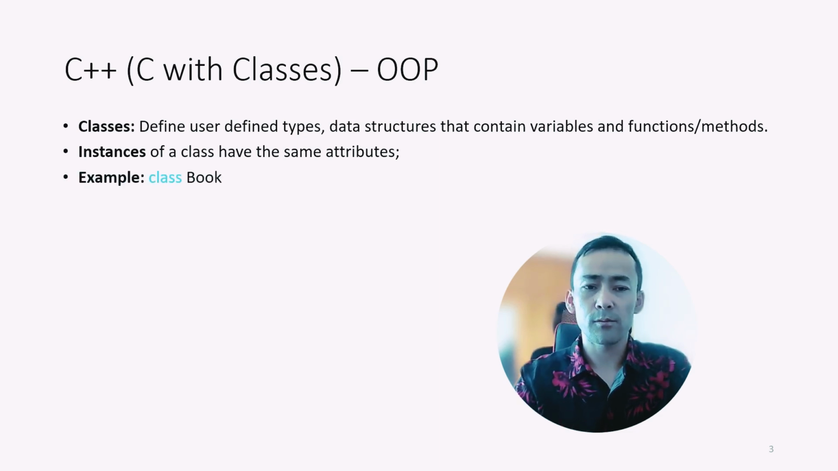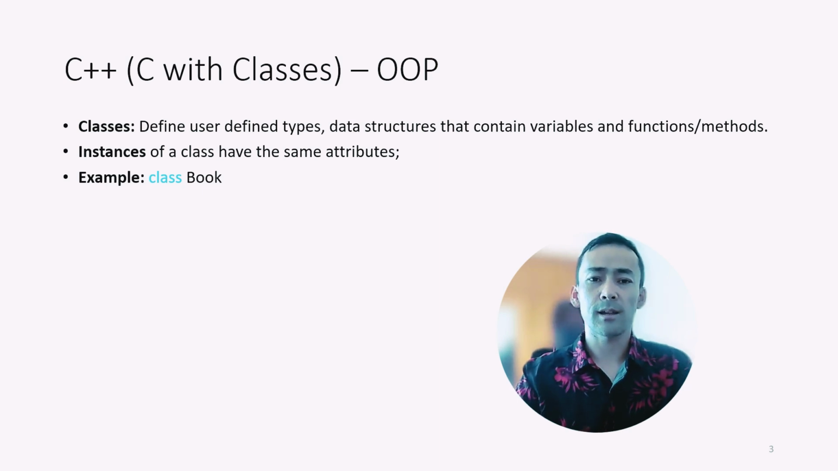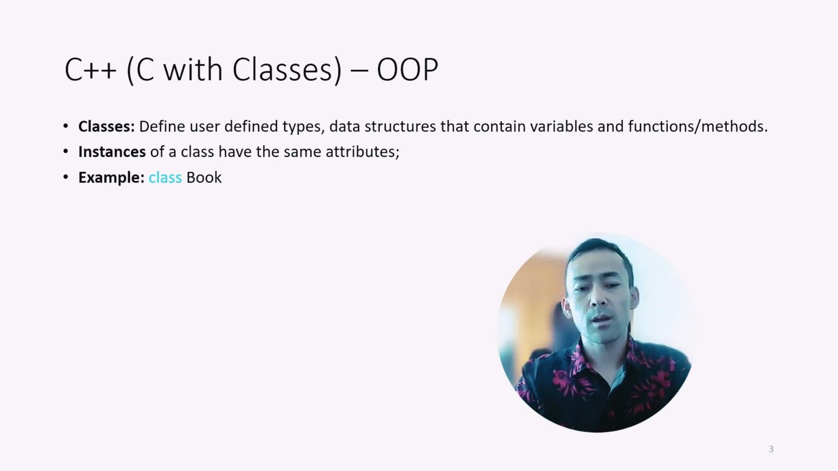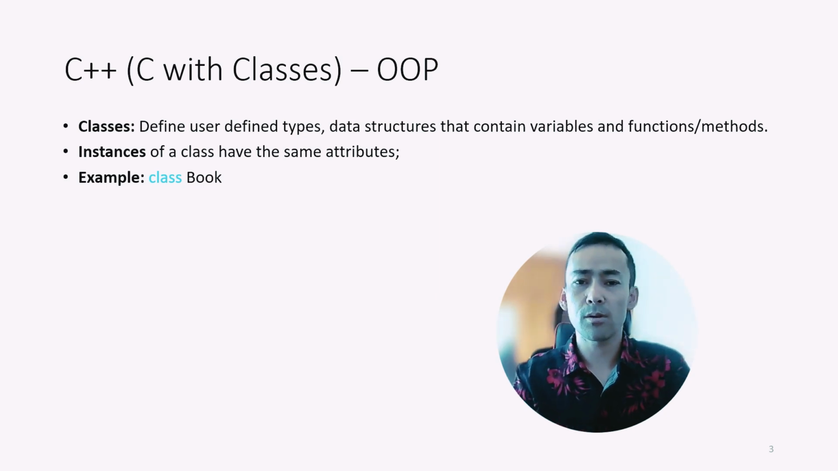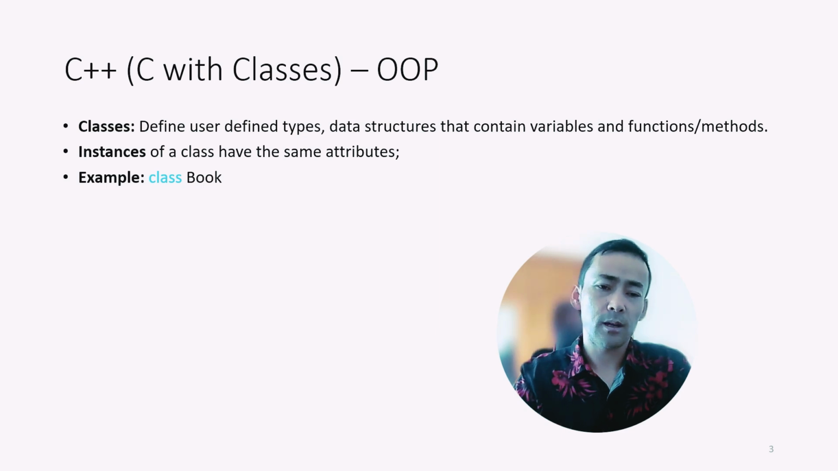For example, if we have the class Book, here Book is the name of a class. It's very general, but we may have different types of books, instances of books. For example, history books, engineering books, and other types of books.